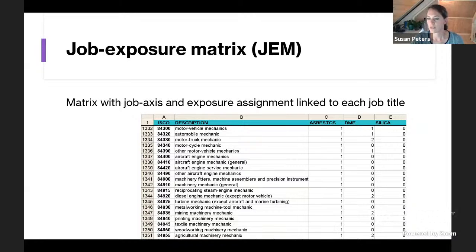Then you see the description of that job, and for every job there is an assignment for the exposures of interest. So in this case, asbestos, diesel, and silica. So you see for every job you say, in this case, 0 is no exposure, 1 is low, and 2 is high. So this is a semi-quantitative JEM, but it's just to give you an idea. So basically you have a cell per job title and exposure.